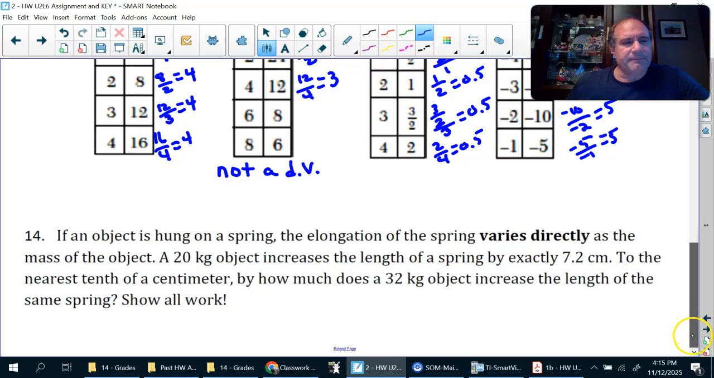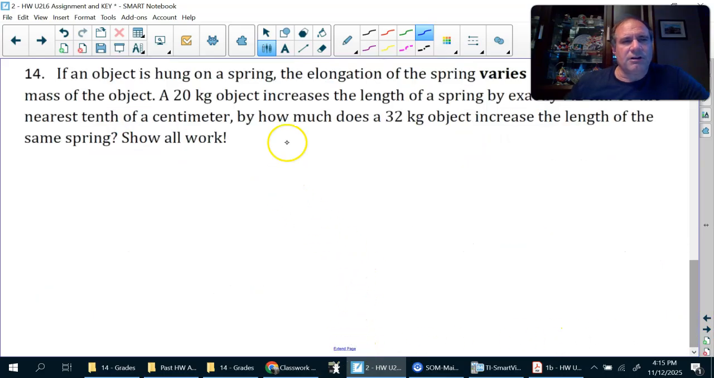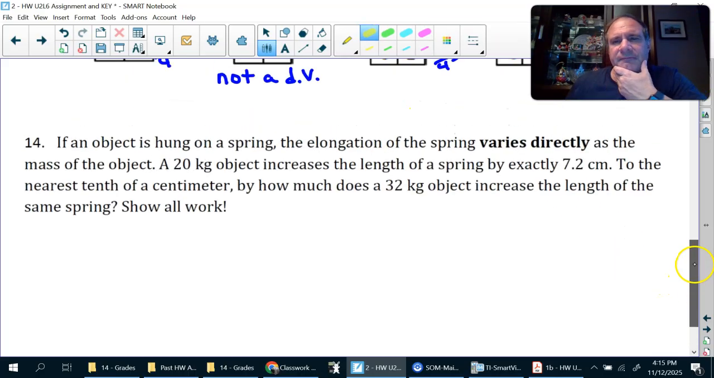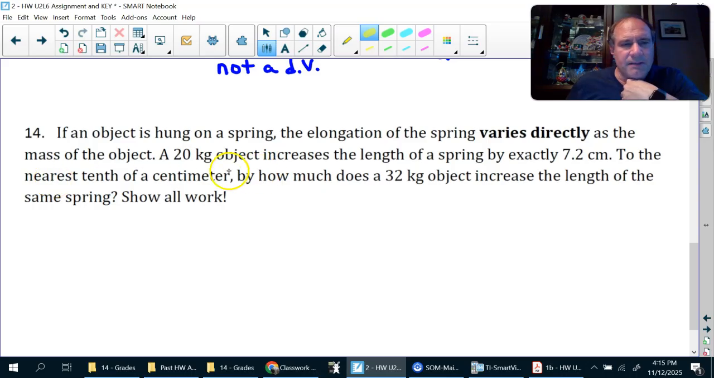And that's about it. If an object is hung on a spring, the elongated spring varies directly as the mass of the object. Varies directly, meaning a direct variation. A 20 kg object increases the length by exactly 7.2 centimeters. Round to the nearest tenth of a centimeter. How much does a 32 kg object increase the length of the same spring?